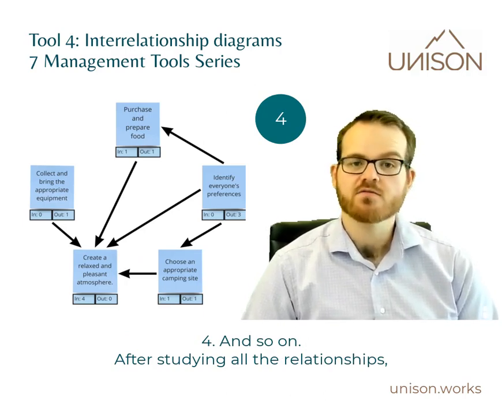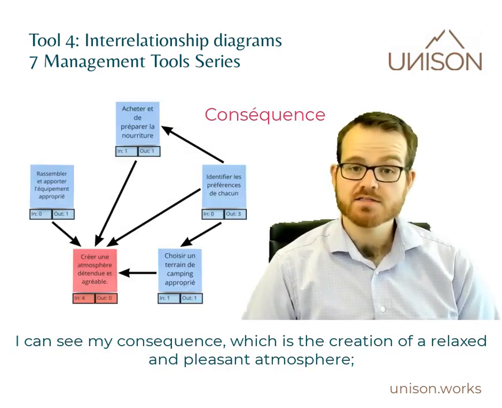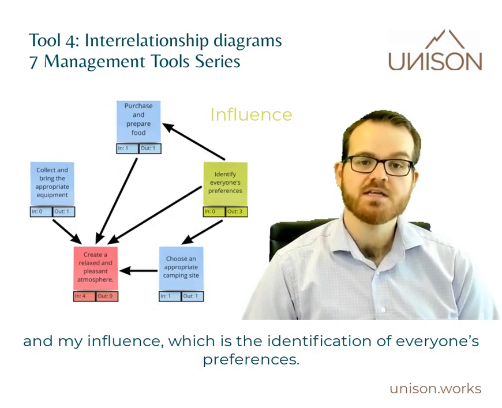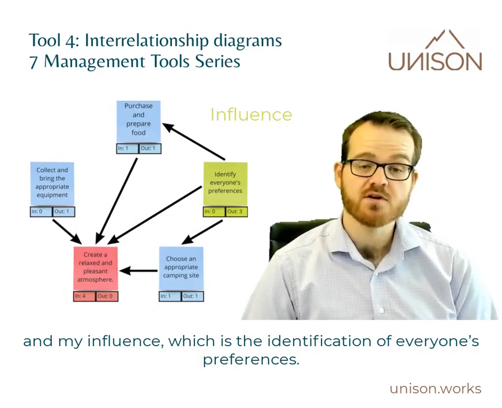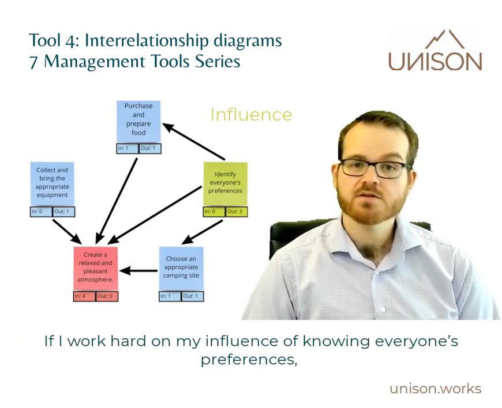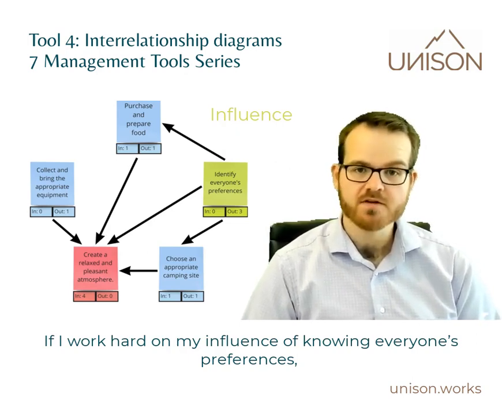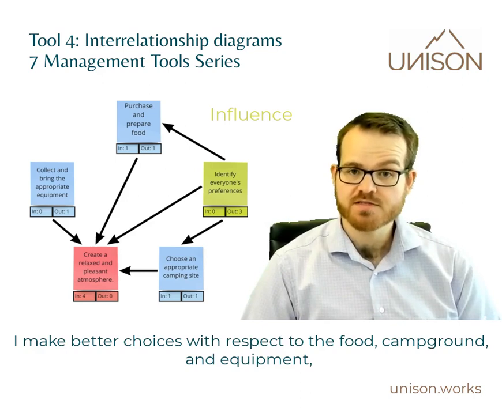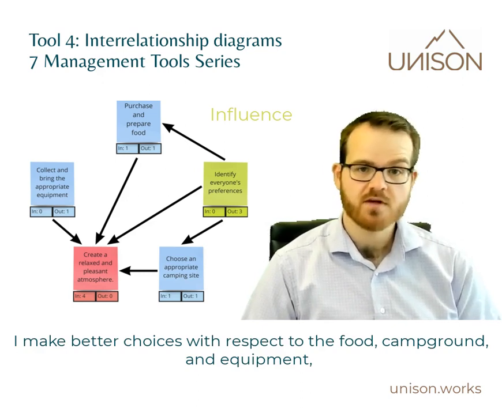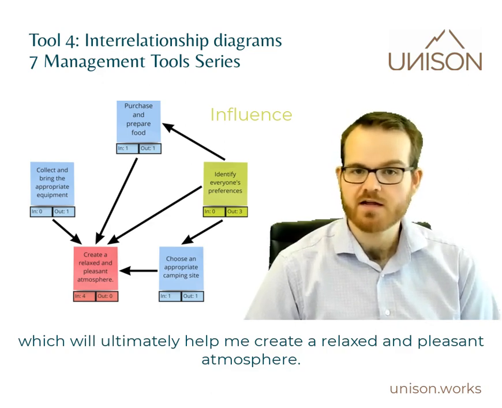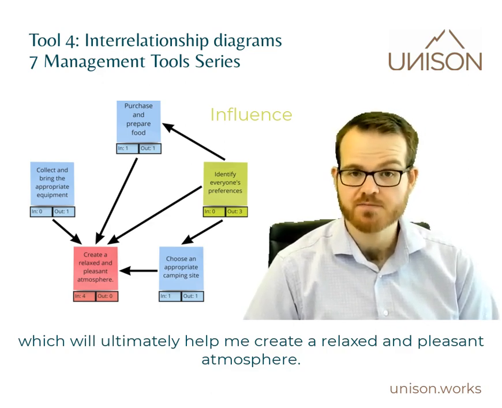So after studying all the relationships, I can see my consequence, which is the creation of a relaxed and pleasant atmosphere, and my influence, which is the identification of everyone's preferences. So if I work hard on my influencer of knowing everybody's preferences, I can make better choices with respect to the food, the campground, and the equipment, which will ultimately help me create a relaxed and pleasant atmosphere.